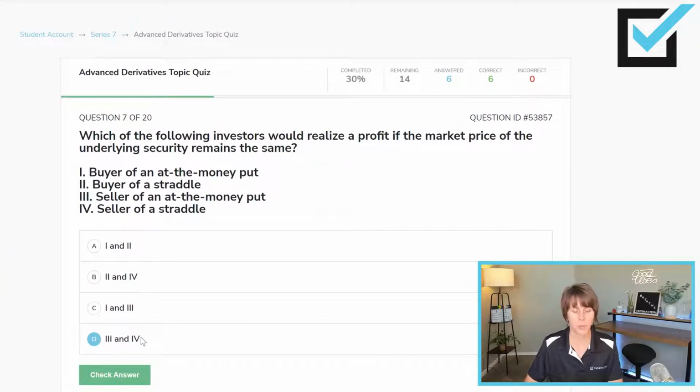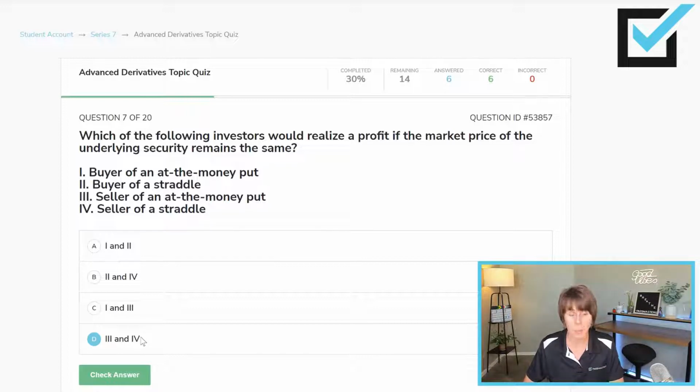Which of the following investors would realize a profit if the market price of the underlying security remains the same? If you're the buyer of an at-the-money put, you want the price to do what? Go up or go down? If you buy a put, you want the price to go down. So it's not 1. 2, the buyer of a straddle. A straddle buyer buys a call and buys a put. They pay 2 premiums. When you buy a straddle, you want the price to move outside of the box. Remember the options chart and how the arrows for the buy a call goes up and buy a put goes down. The profit in a long straddle is outside of the box. So the buyer of a straddle would not profit if the price remained the same.